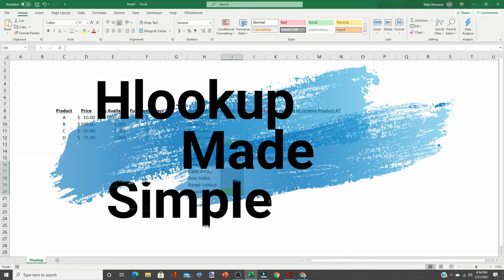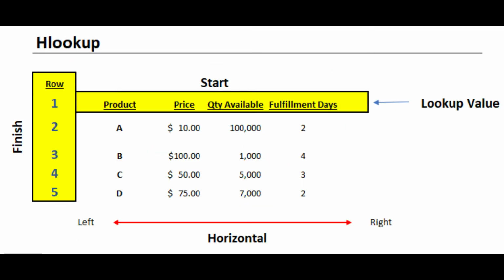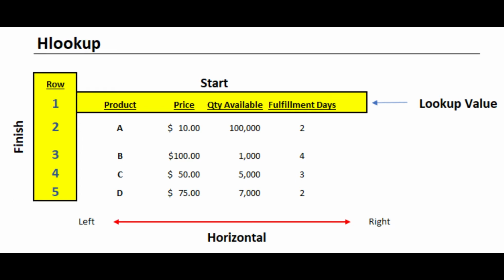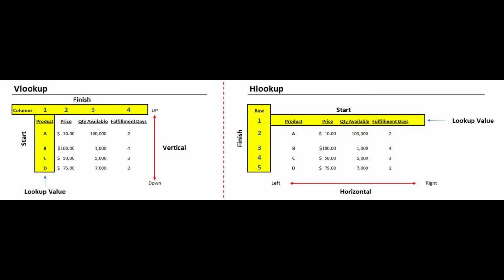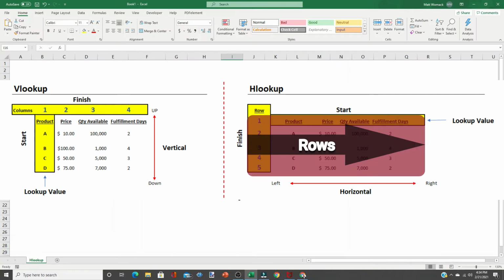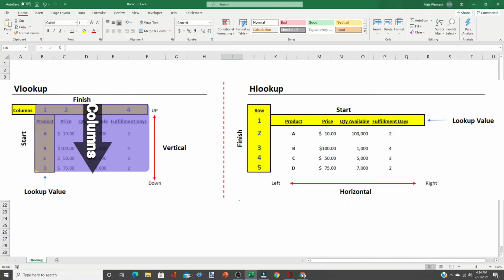Welcome to this training on Hlookup. Hlookup is another option for looking up information in Excel. Unlike Vlookup, which uses a vertical lookup, Hlookup uses horizontal lookup to find information. Therefore, the main difference between V and Hlookup is Hlookup uses rows instead of columns to tell Excel where to find the answer.